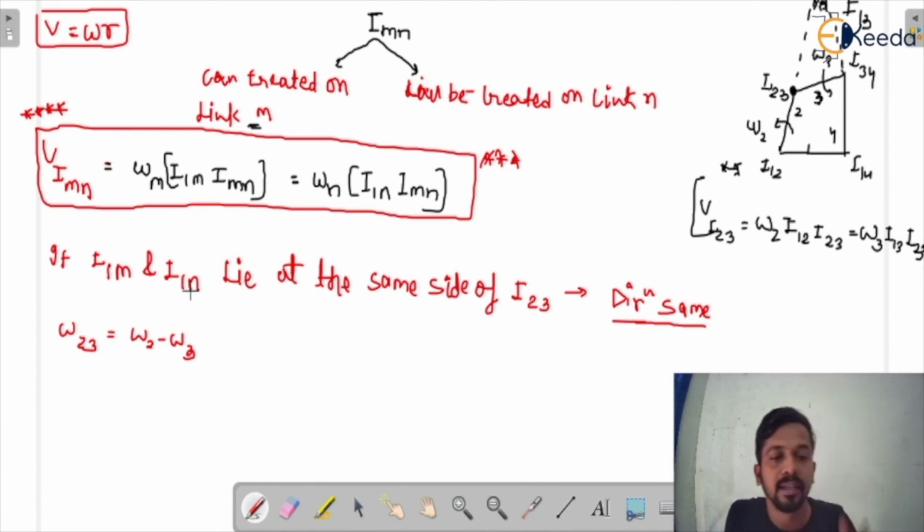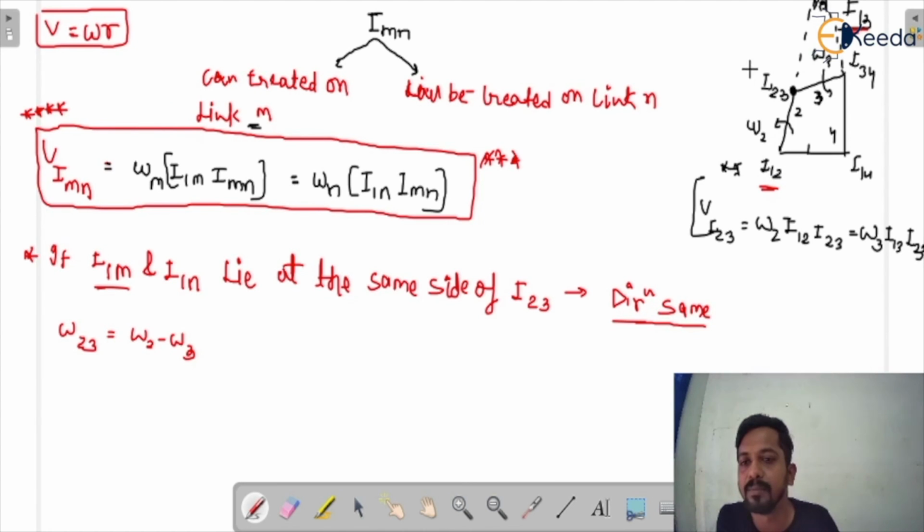Now let us understand. See here in this diagram, I'm saying that if I13 and I12 lie at the same side of I23, the direction of angular velocity of link 2 and link 3 would be the same. If it is clockwise, the other would also be clockwise. But the condition is what? If I13 and I12 lie at the same side.